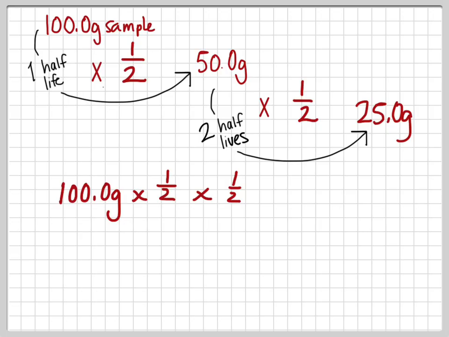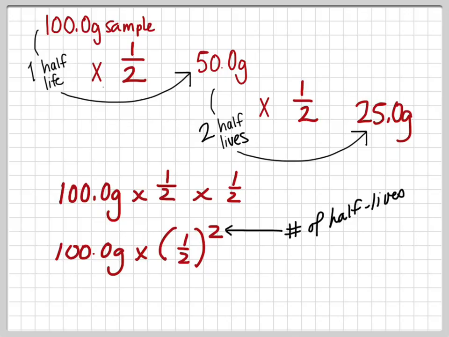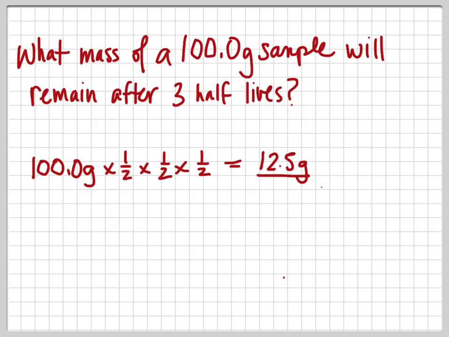So 100 grams, the starting mass of our sample, times 1/2 times 1/2. Wait a minute, isn't that just 100 grams times 1/2 squared? Isn't that squared, that exponent, just the number of half-lives? Interesting. So what mass of that 100 gram sample would remain after 3 half-lives?